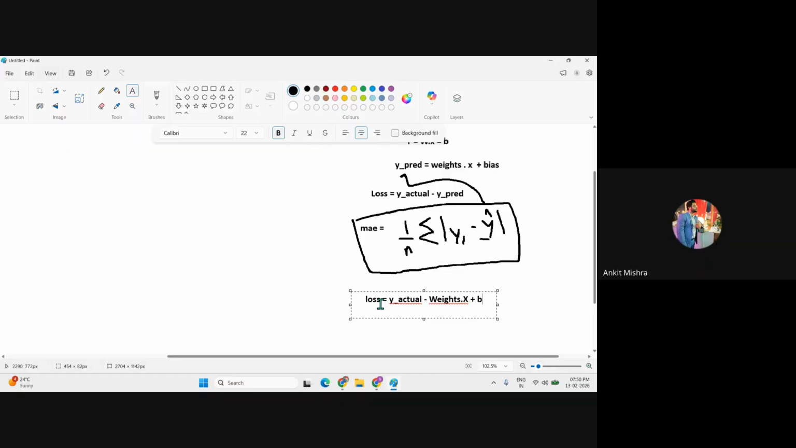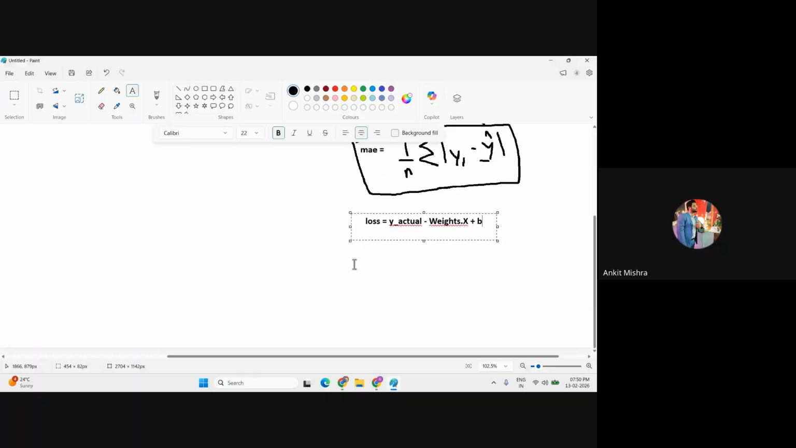Now I know that the loss is completely dependent on the weight and the bias. We will get y actual from the data set, and we will get the x value from the data set itself. It is the input data. But what we have to calculate? We have to calculate the weight value and the bias value. So I can simply say that loss is dependent on weight and bias. Can I say this? So loss is dependent on weight and bias.